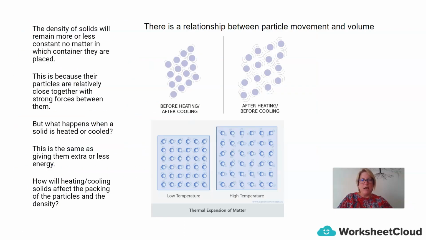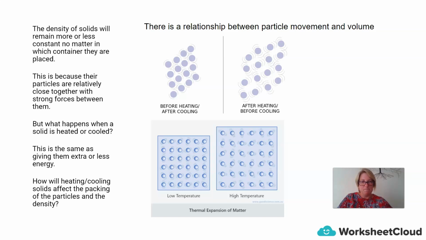So just to recap, there is a relationship between particle movement and volume. The density of solids will remain more or less constant no matter what container they are placed in. And this is because their particles are relatively close together and they have strong forces between them. But what happens when a solid is heated or cooled? This is the same as giving them extra or more or less energy. So you should now be able to answer the question, how will heating or cooling solids affect the packing of particles and the density?